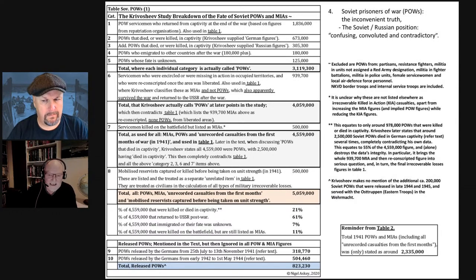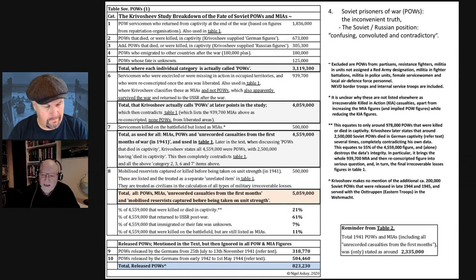So again, he's now admitting, okay, at various points in the book, we've got to 4,559 potential POWs. And then later on, he says roughly 2,500 died in captivity, which is probably actually a bit low. But anyway, the point is that suddenly his figure previously was that only 959,000 died, which is only 21%. So you can see that the 978,000 died.